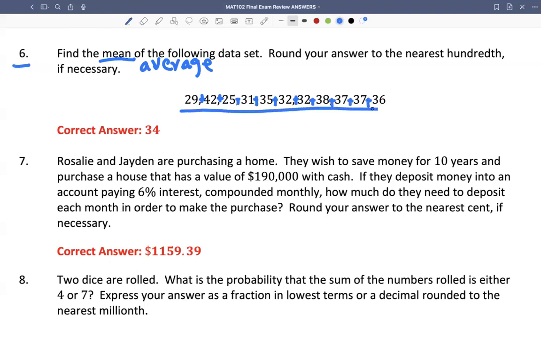Then divide by how many? How many? 1, 2, 3, 4, 5, 6, 7, 8, 9, 10, 11. Divide by 11. Then you can use a calculator.